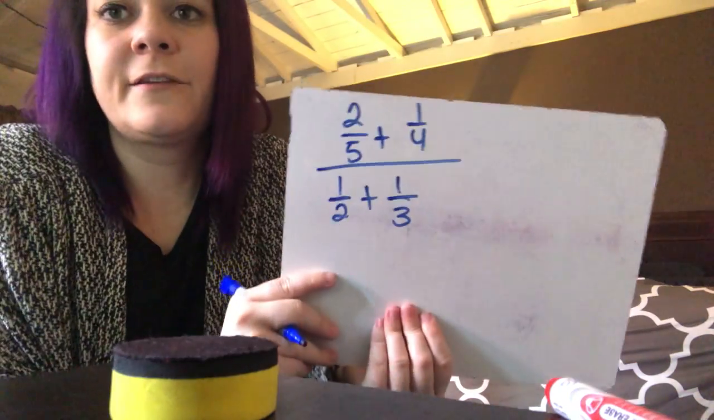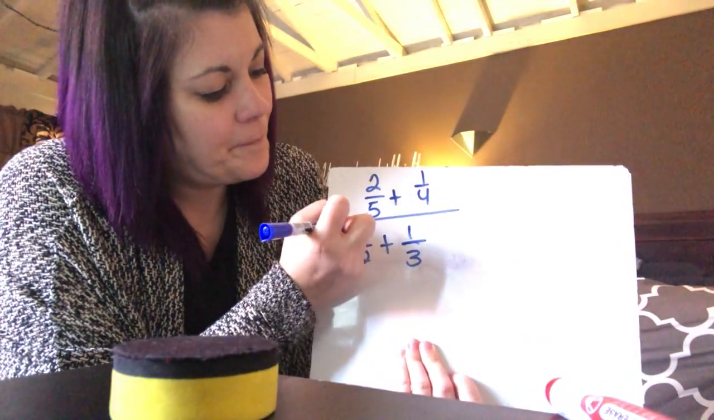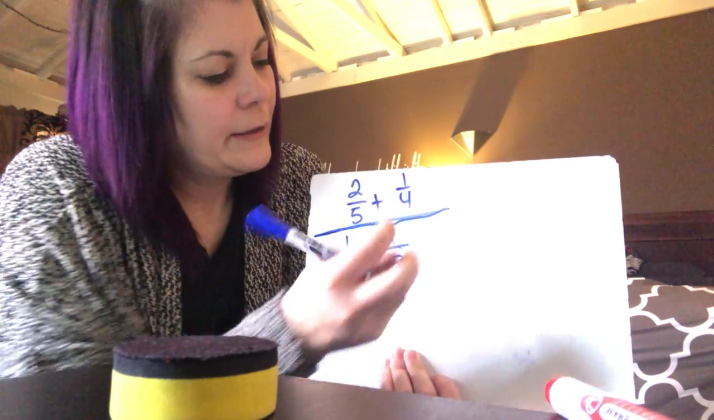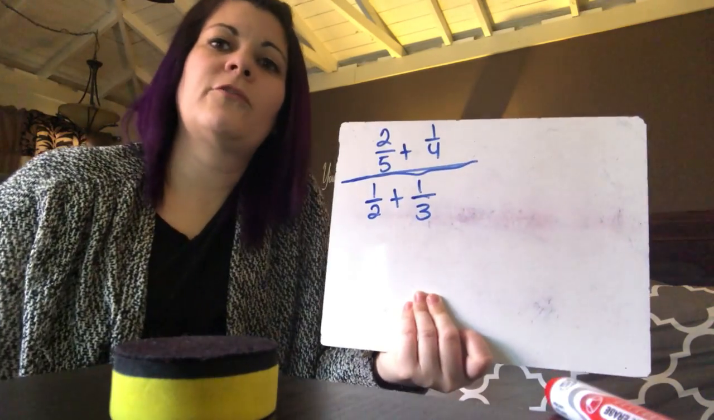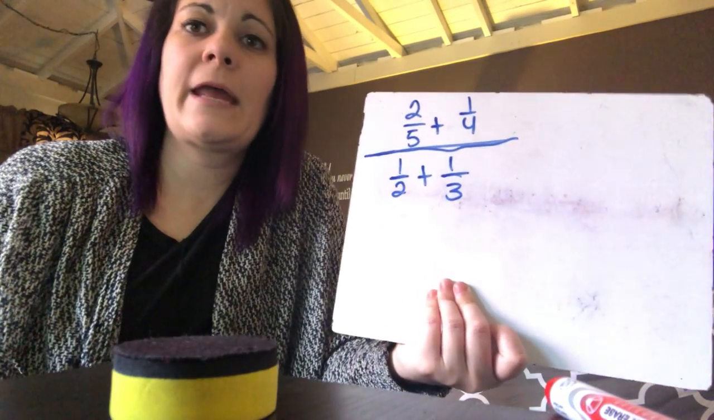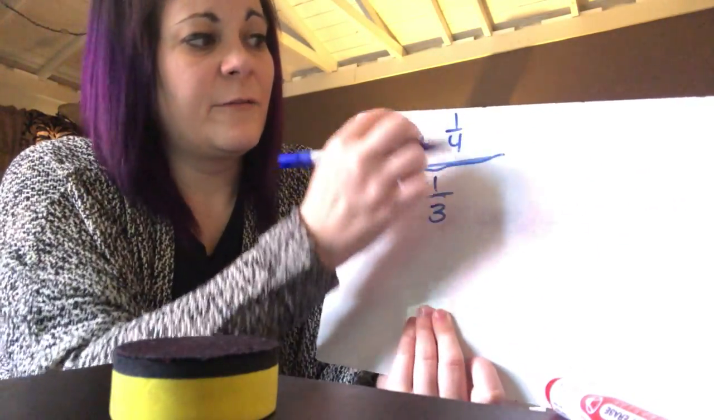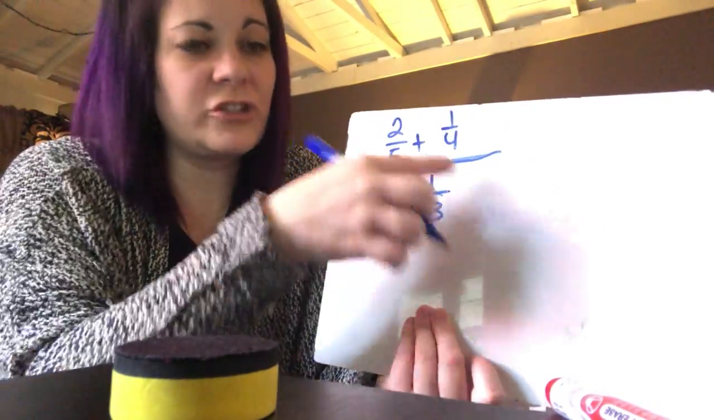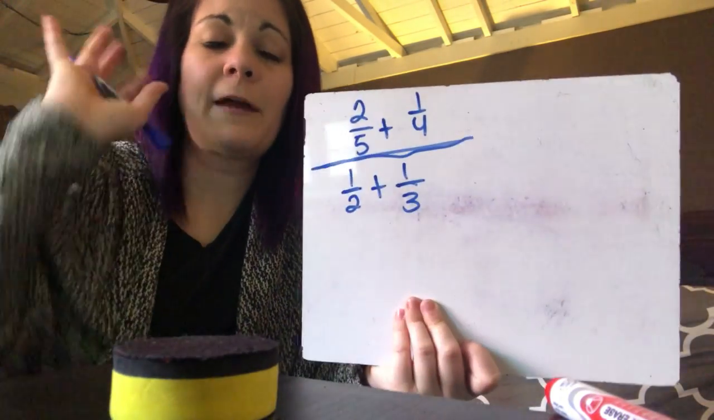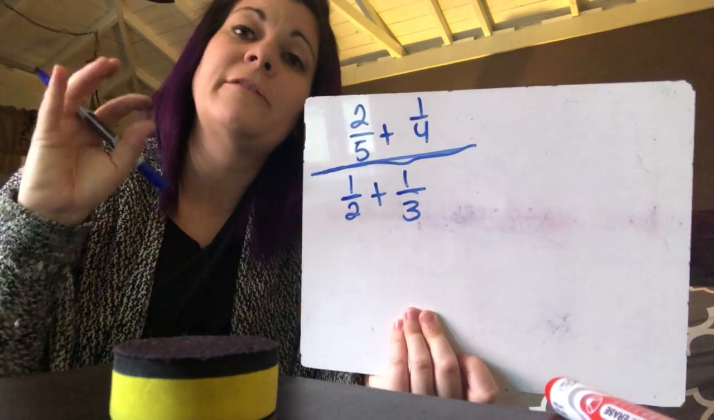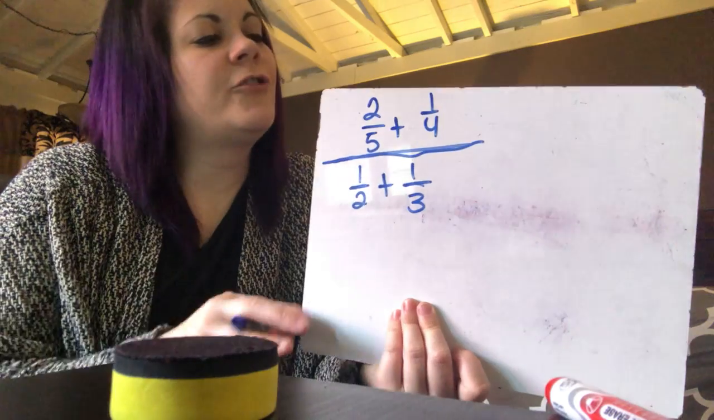For example, this complex fraction is 2/5 plus 1/4, and that's our numerator. And then it's over 1/2 plus 1/3. So it's 2/5 plus 1/4 over 1/2 plus 1/3. And that's why it's called a complex fraction, because fractions are within our numerator and fractions are within our denominator as well. So what you have to do is simplify the numerator and simplify the denominator before doing anything else, okay? So we're going to do that.